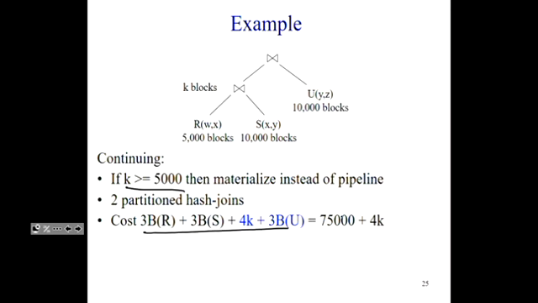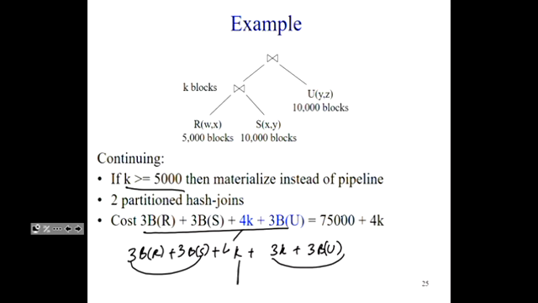So this was basically 3 times B of R plus 3 times B of S, plus K plus 3 times K plus 3 times B of U. So this was the second two-pass partition hash join. This was the first two-pass partition hash join, and I'm writing out R join with S in the middle.